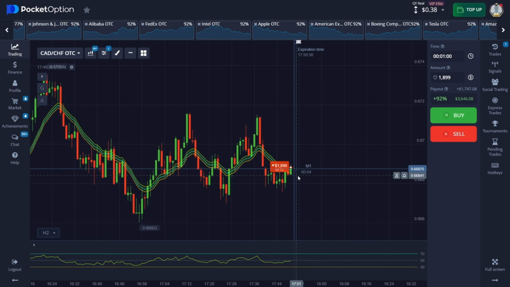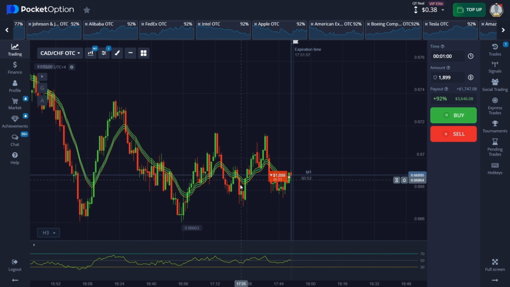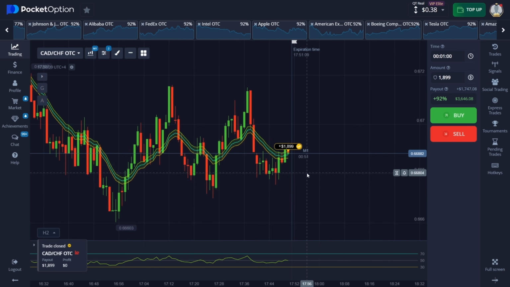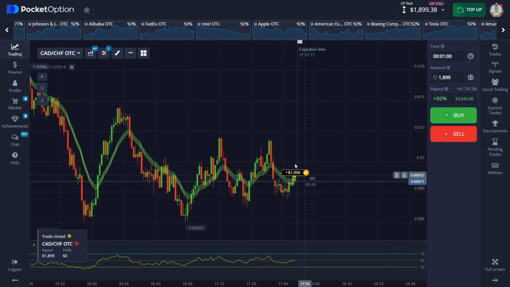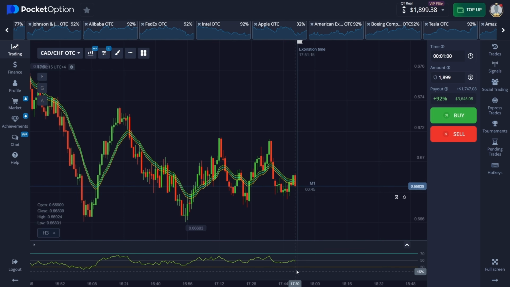The trade was initially going in our favor, but it's no longer looking favorable with only 10 seconds left. Let's see if the next candle reverses. The trade did indeed reverse in our favor, so let's find another trade for $1,899 on currency pairs.